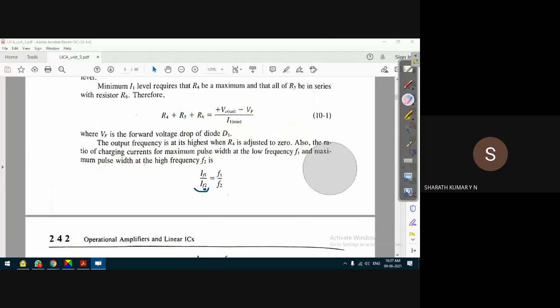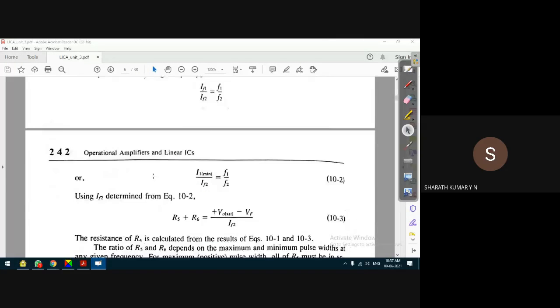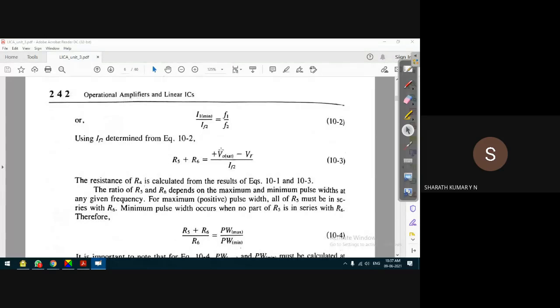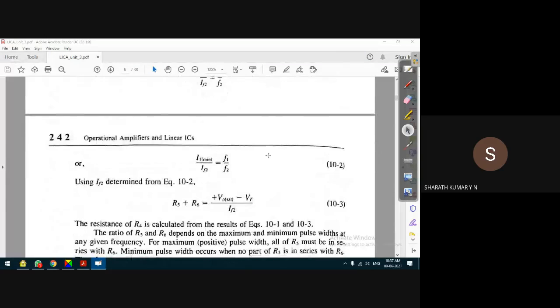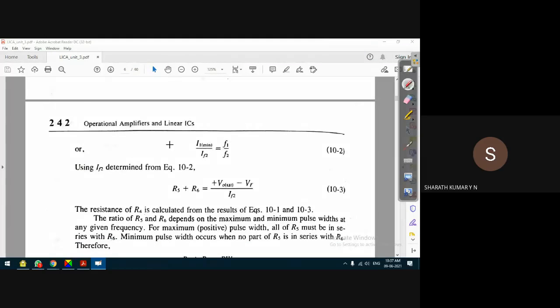Okay, so this is proportional. From this, I1 is minimum because we have taken the least current, I1 minimum, charging the capacitor. I1 minimum divided by IF2, F1 by F2.